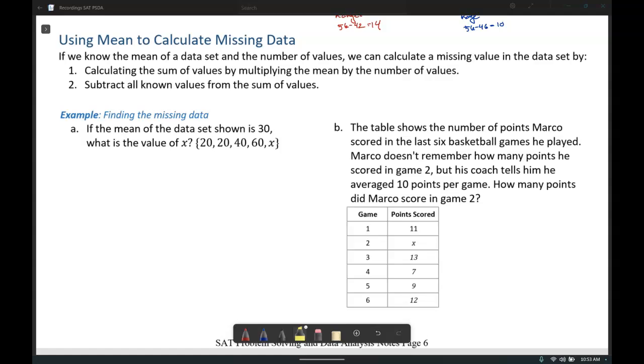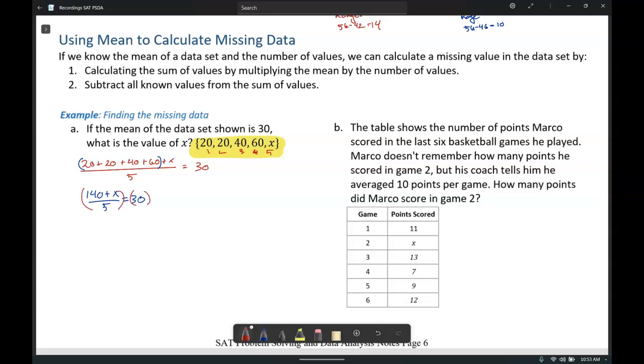If we were to calculate the mean from this data set, in order to get 30, what we would have to do is add up 20, 20, 40, 60, plus our unknown value x. Since there are 5 data points, we would divide by 5, and that should equal 30. We don't know what that missing value is, but we have an algebraic equation we can solve. We can add up and combine like terms in our numerator, so we get (140 plus x) divided by 5 equals 30.